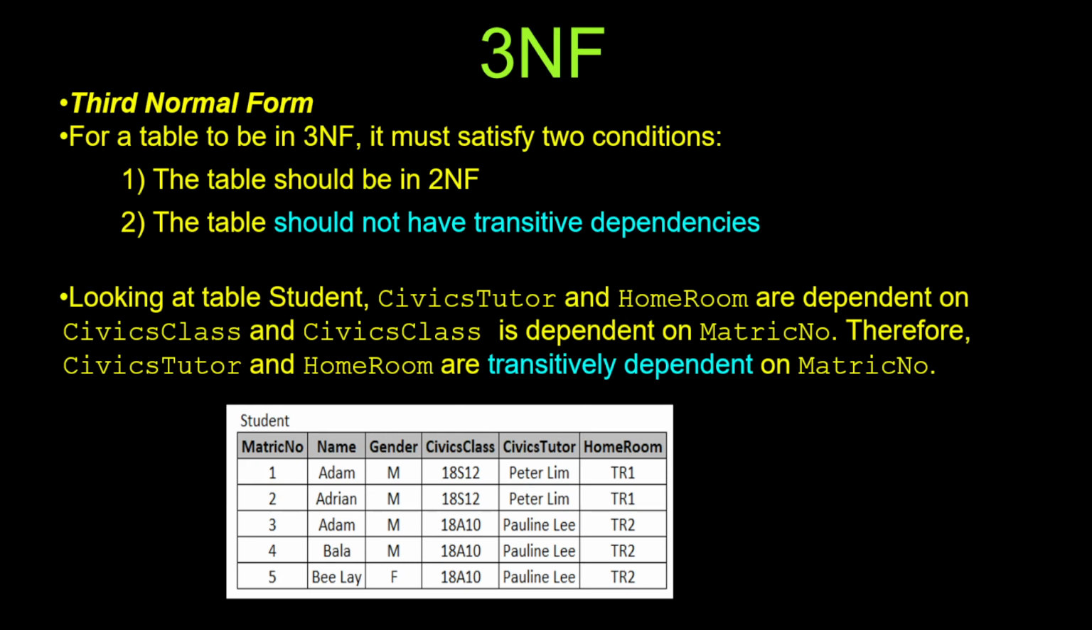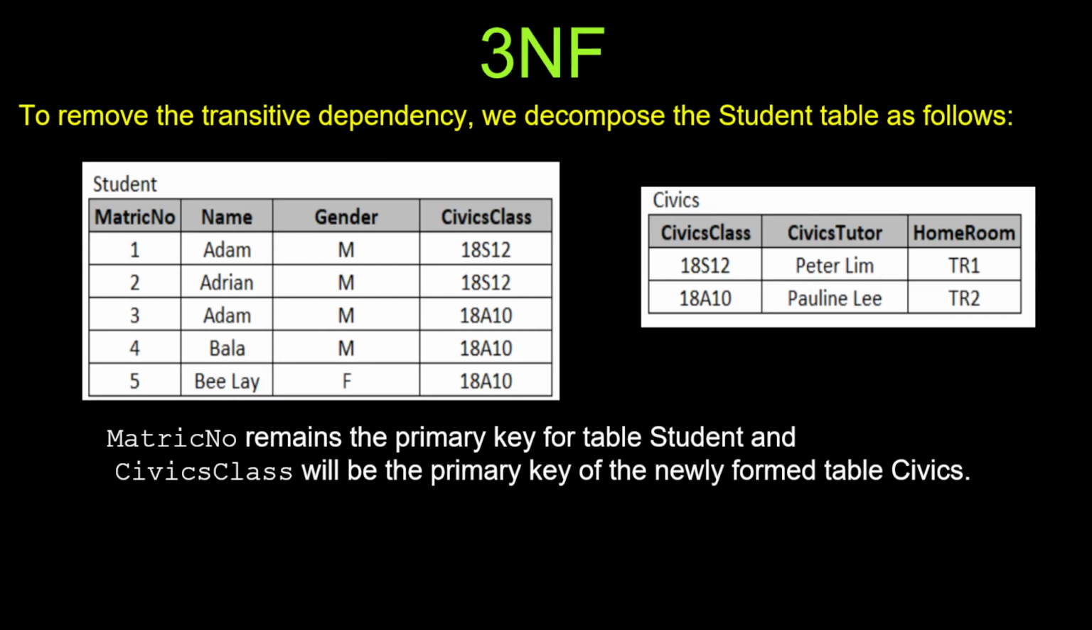Okay, and how do we remove these transitive dependencies? Basically, if you're not sure, you create a new table. So in creating a new table, what should you do over here? We break down our student table a bit further. We go this way. So we have one table for student. Student will contain 4 attributes: matric number, name, gender, and civics class. And then I will create one more table called civics. Civics will contain the attributes of civics class, civics tutor, and homeroom.